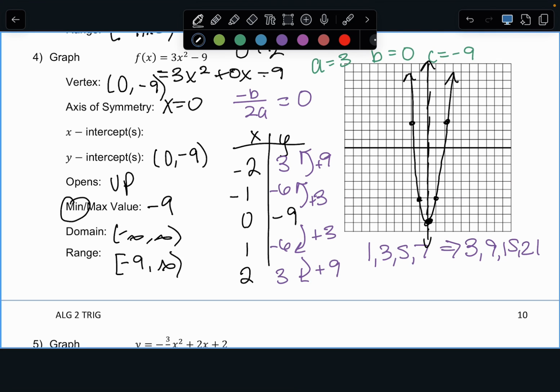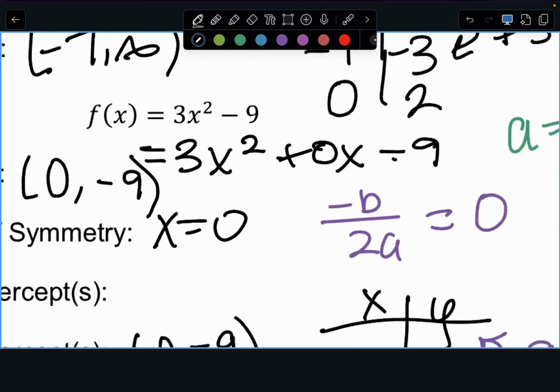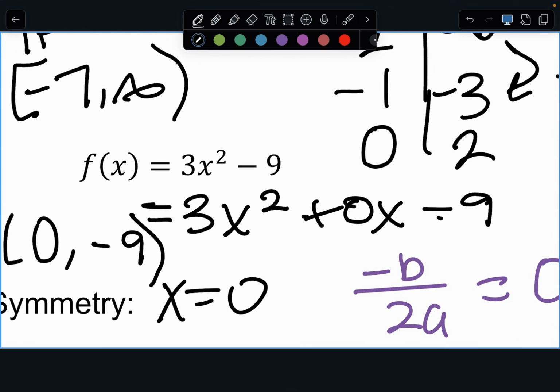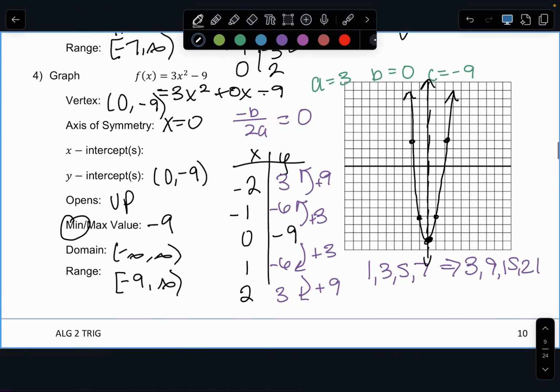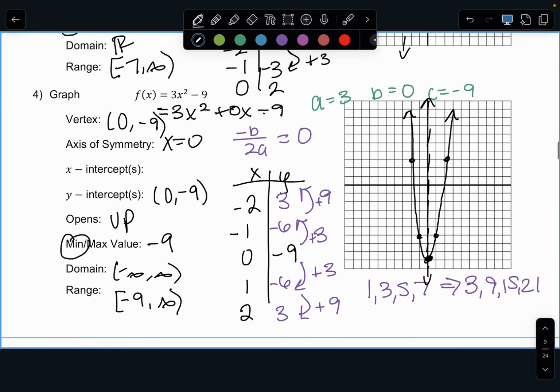Questions on that one, Ava? Why is it not negative, like the 3, 9, 15, 21? Because our A was +3. But then we multiplied by the negative x, right? Oh, no. Okay, got it? Okay, perfect. Any other questions on that one?